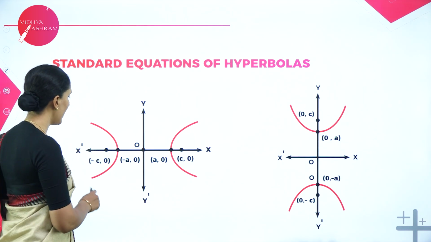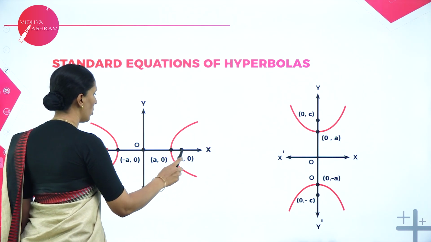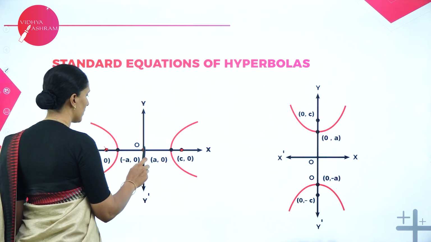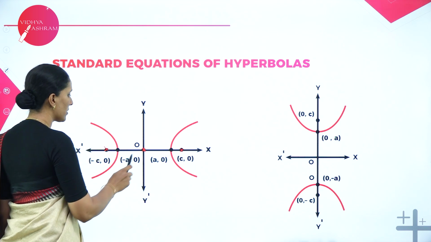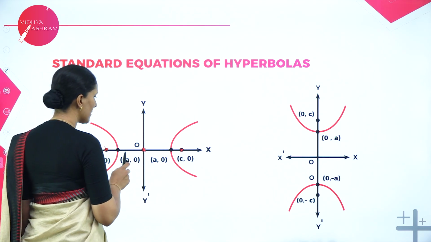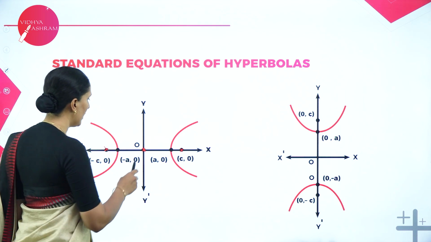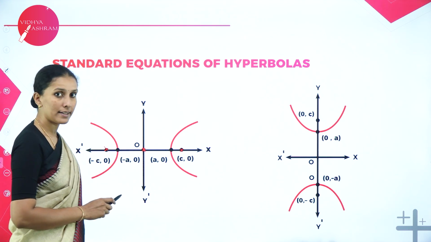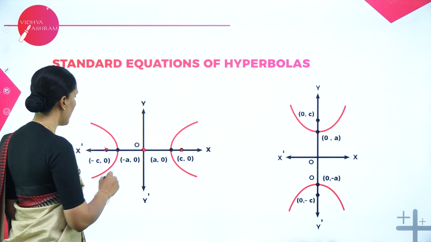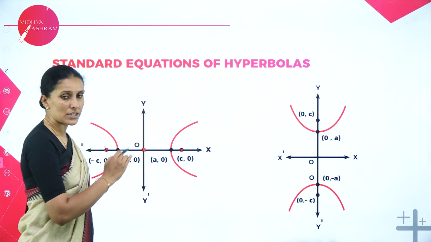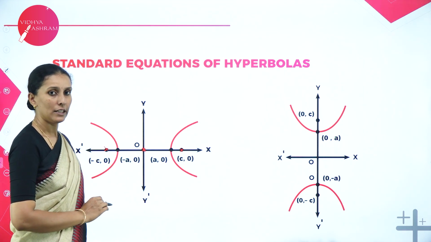So thus we can say the two fixed points are called the foci, and the center of the two foci is the origin. The line segment passing through the foci and the center is called the transverse axis. The line perpendicular to the transverse axis and passing through the center is called the conjugate axis. And the end points of the hyperbola on the transverse axis are called the vertices.